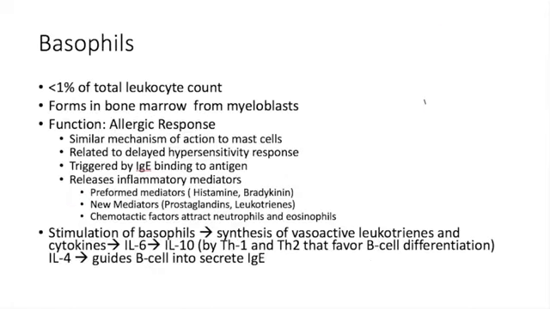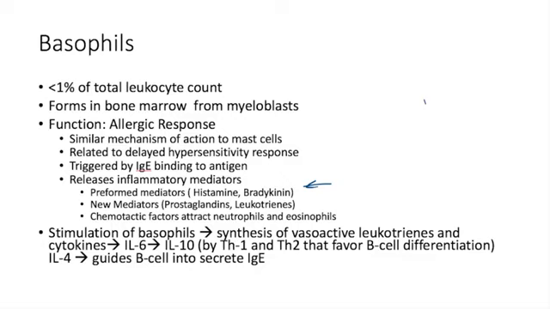Next up are basophils. They comprise less than 1% of the total leukocyte population in an adult. They also have cytoplasmic granules that have an abundant mixture of biochemical mediators, such as histamine, bradykinin, and then they also have chemotactic factors that attract neutrophils and eosinophils.